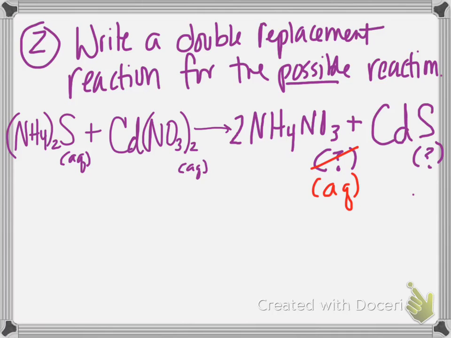What you might remember from the chart, and if you've got your quiz handy, you can just look right at the chart that you've got out. Most sulfides are insoluble. And cadmium is not one of the exceptions to that rule. So cadmium sulfide in the product is going to be a solid. Well, what this means is that a reaction is going to occur. We're going to get a precipitate, and that precipitate is going to be cadmium sulfide. So we've now done our second step, right? A double replacement reaction for the possible reaction.